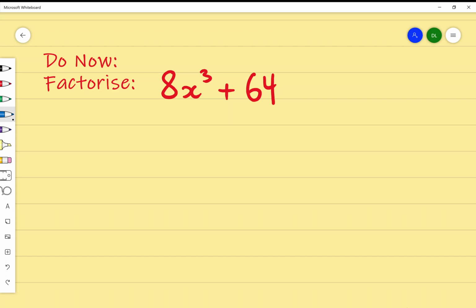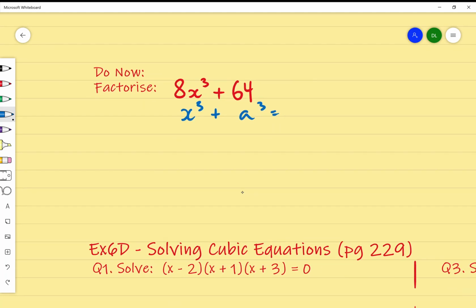So this is factorizing 8x cubed plus 64. I know that it's in the form of x cubed plus a cubed, and I'm going to follow the formula from here, where that equals x plus a, bracket x squared minus ax plus a squared. So we've actually done this before. We've looked at these formulas and we haven't actually used them as much. The only thing is, because I know it's in the form, I can kind of shove it into that formula in order to get an answer.